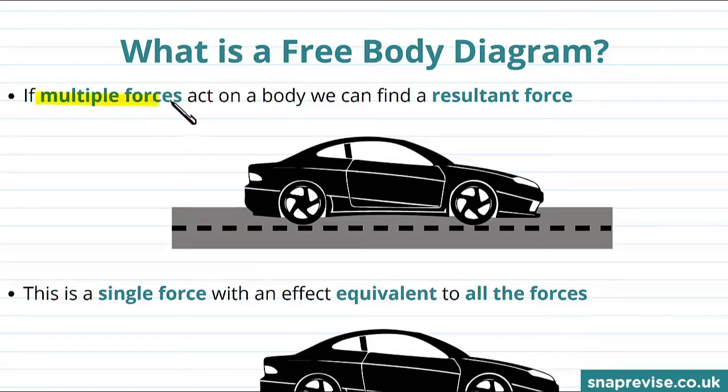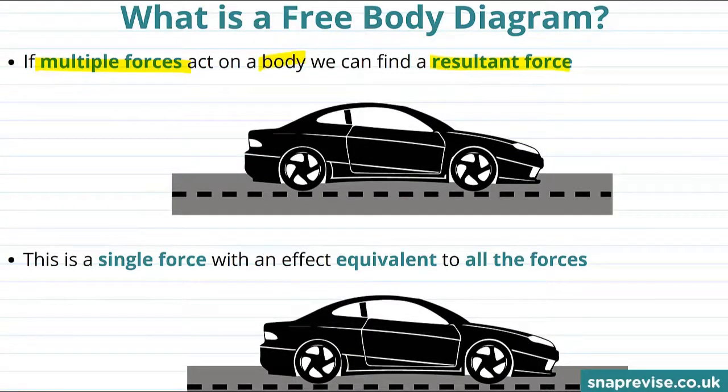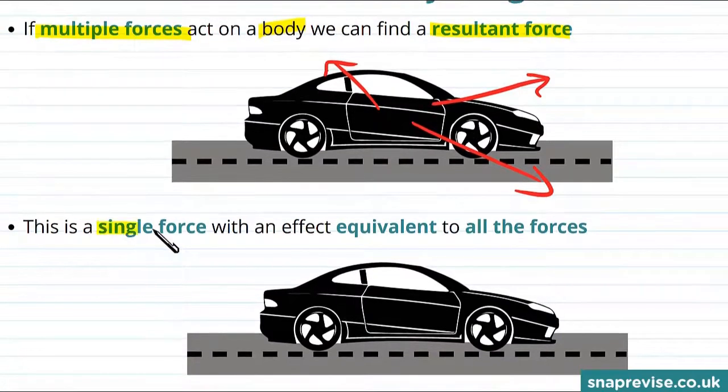We know that if there are multiple forces acting on a body, we can find the resultant force. So let's imagine we have some multiple forces acting in random directions on this car. When we say we can find a resultant force, what we mean is that we can find a single force which has an effect equivalent to all of these forces working together. For example, the resultant force of a car might just be parallel and along the road.